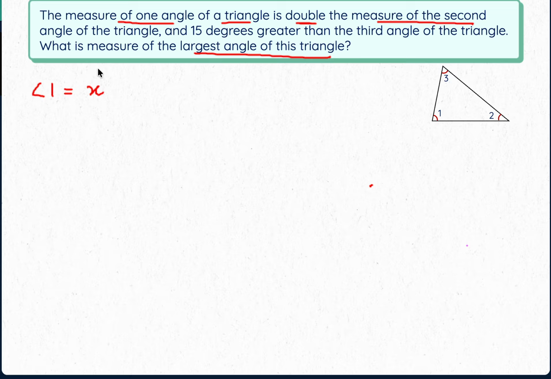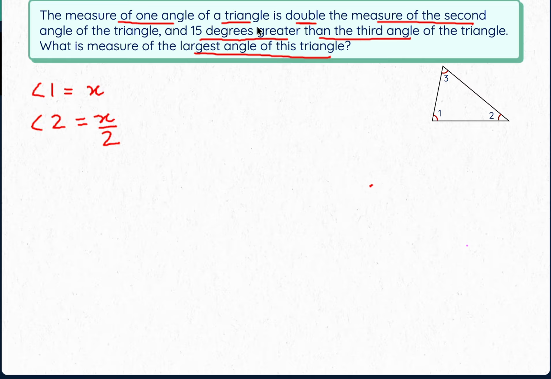So my first thing would be to keep the first angle x, right? To keep it the main one. Okay, it has to be double the second, right? So if this is the double of the second, the second has to be half of it for sure, right? Okay, and 15 degrees greater than the third angle.